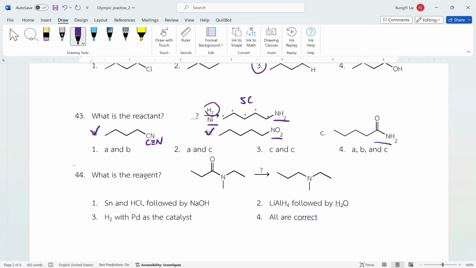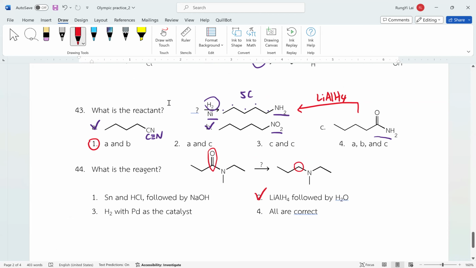So this one, the answer should be number 1. Only A and B are correct, because if you want to use A to make this one, you should use lithium aluminum hydride. So you may reduce this carbonyl group into the CH2. So that's why the answer should be A and B. So that's why you also continue to the next question. If you have this amide, you want to make it from C double bond O becomes CH2. So you should use the lithium aluminum hydride followed by water to make the compound.